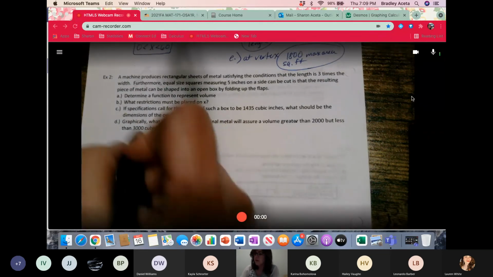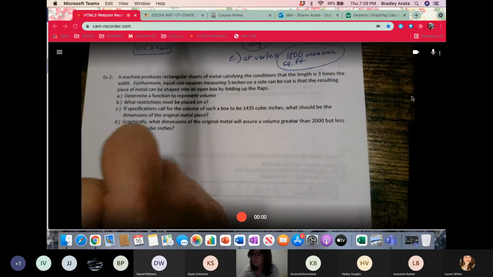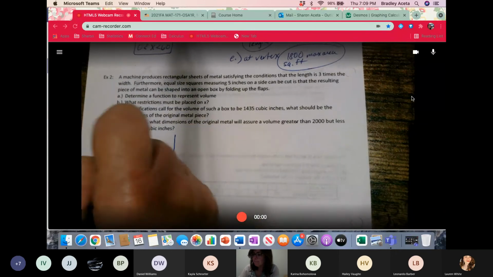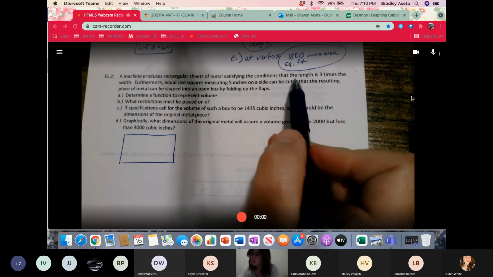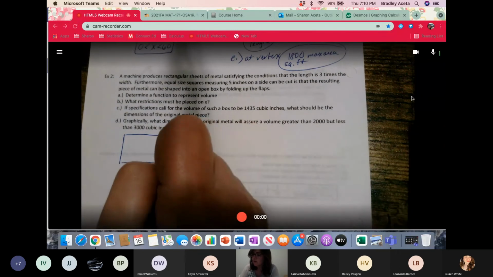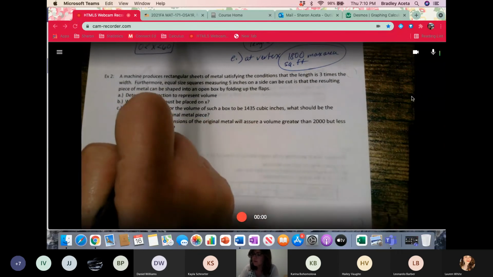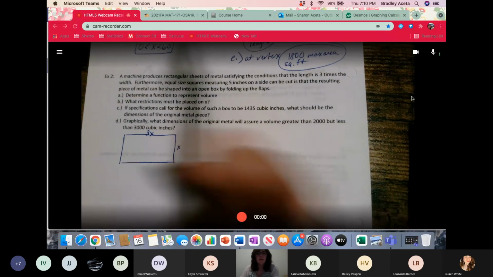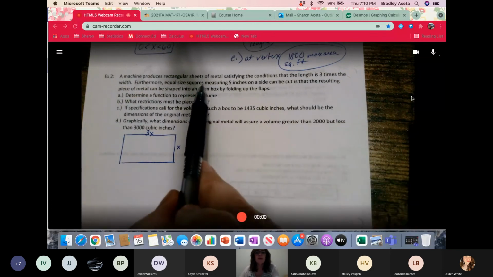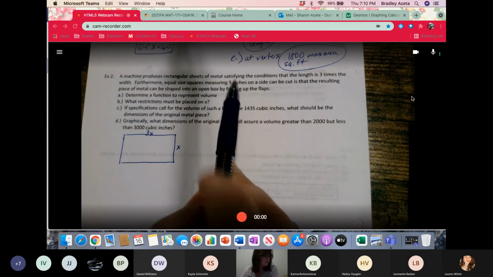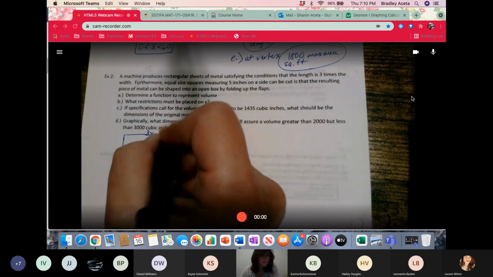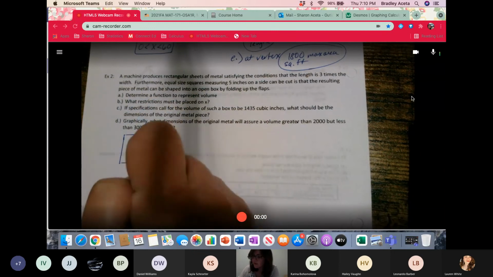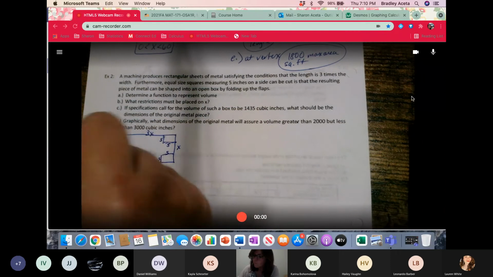So I just kind of want to draw this out. You have a rectangular sheet of metal, and we were told that the length is 3 times the width. So if I call this X, this length would be 3X, and so on around. We were also told that equal size squares measuring 5 inches on each side. So I have a square here measuring 5 inches on each side, going all the way around.